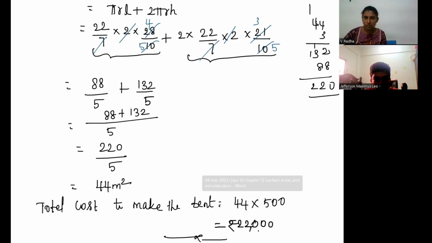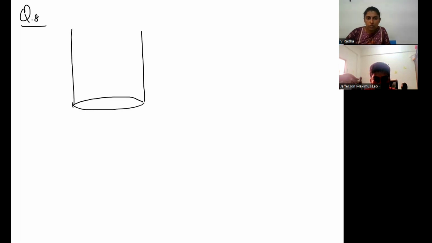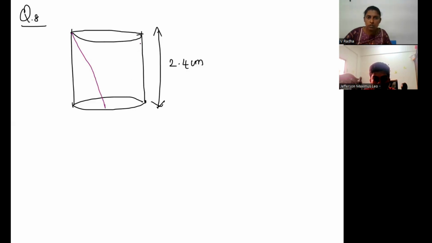Now we start the calculation for the 8th question. So question number 8. The cylindrical portion height is 2.4 centimeter. Now, a conical cavity of the same height and same diameter is hollowed out. The cone, that sharp tip, touches the bottom of the cylinder.